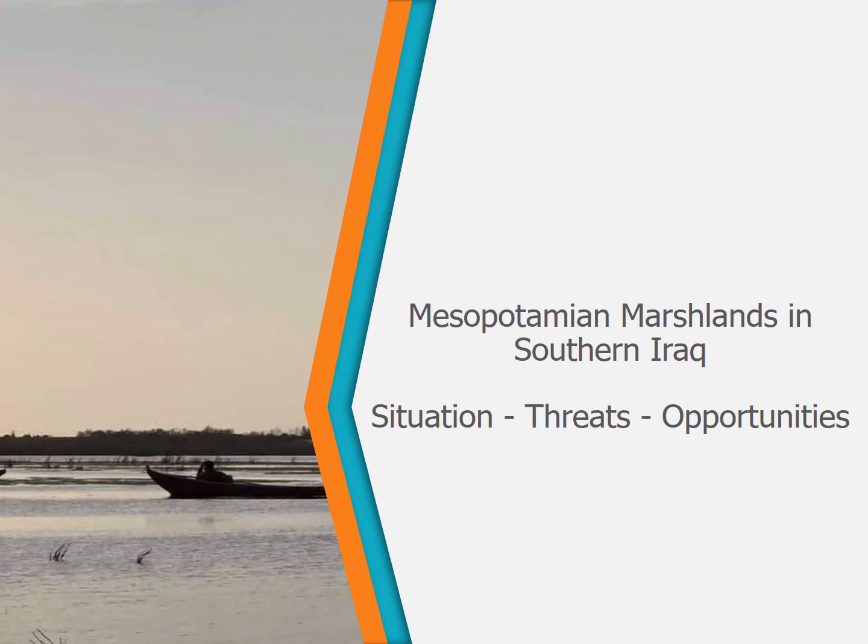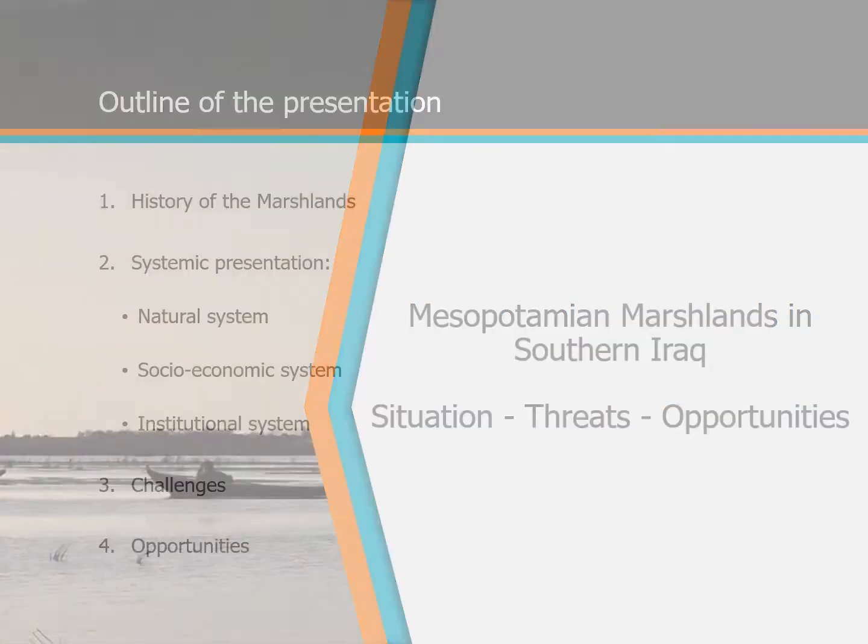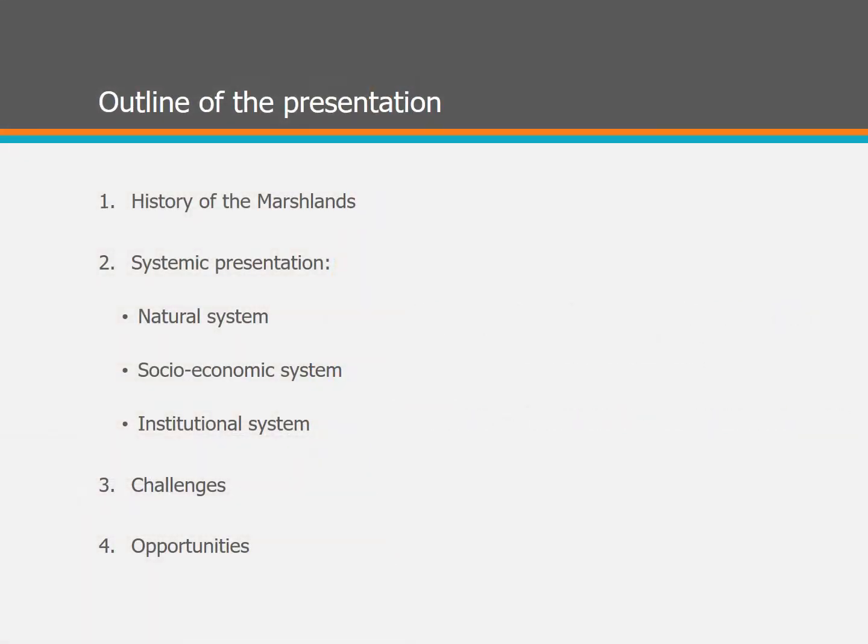Welcome to this presentation about the Mesopotamian marshlands in southern Iraq, which describes their situation and current threats and opportunities. The presentation is divided into 4 parts.